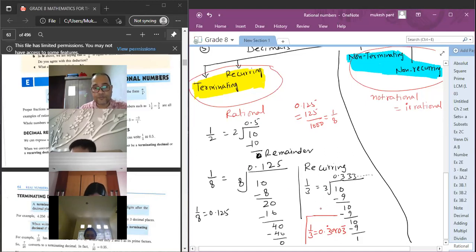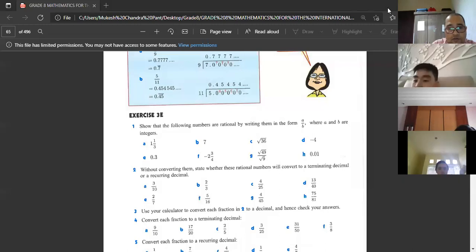Okay, guys. Now we take the exercise: show that the following numbers are rational by writing them in p/q form. Is the first one rational or not? Rational, sir. So what should it be? 4/3. Very good.